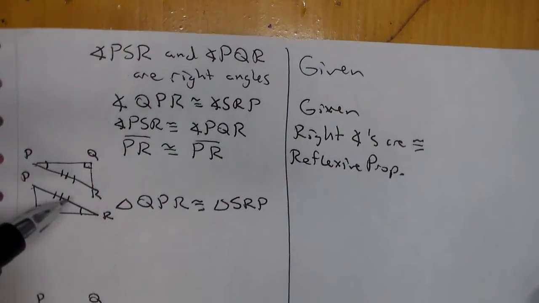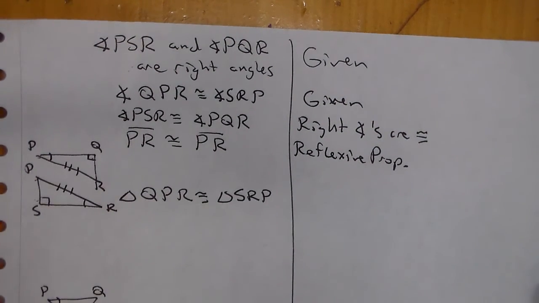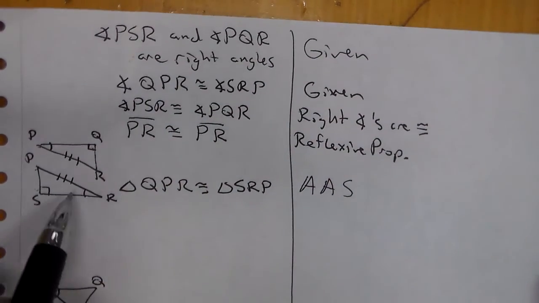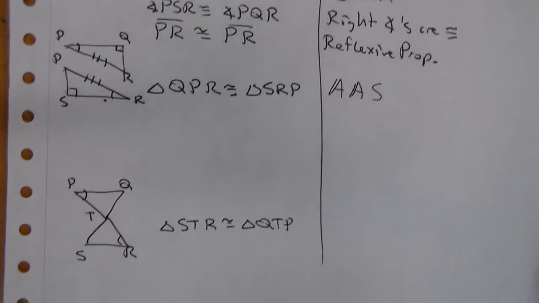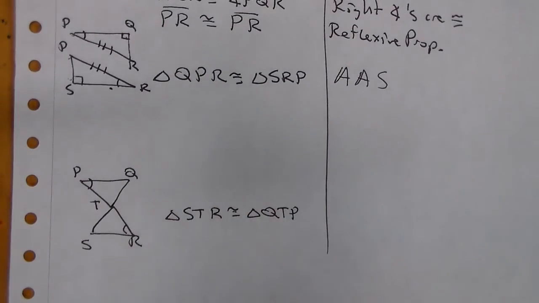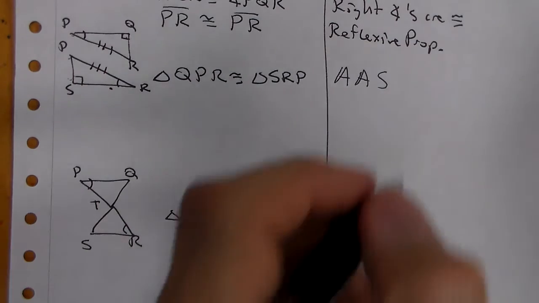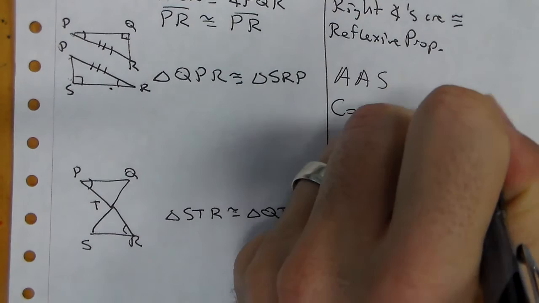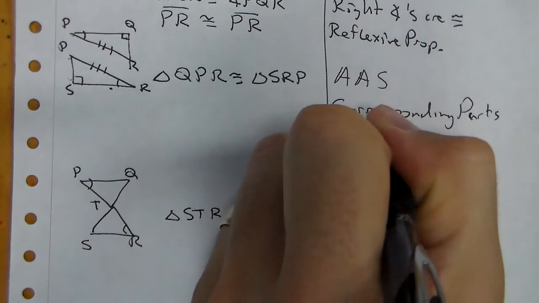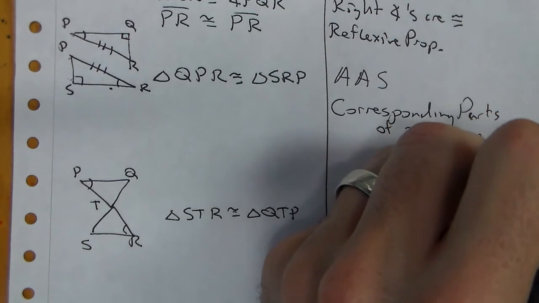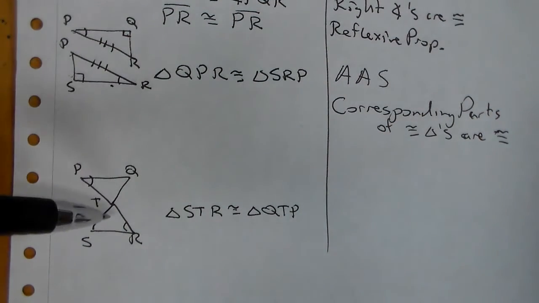There. So now when I look at my two triangles, they are congruent by angle, angle, side. So that part's checked off. Now here's my goal. I did this to get angle, angle, side to really get some corresponding parts of congruent triangles are congruent. So what parts from these two triangles show up here?